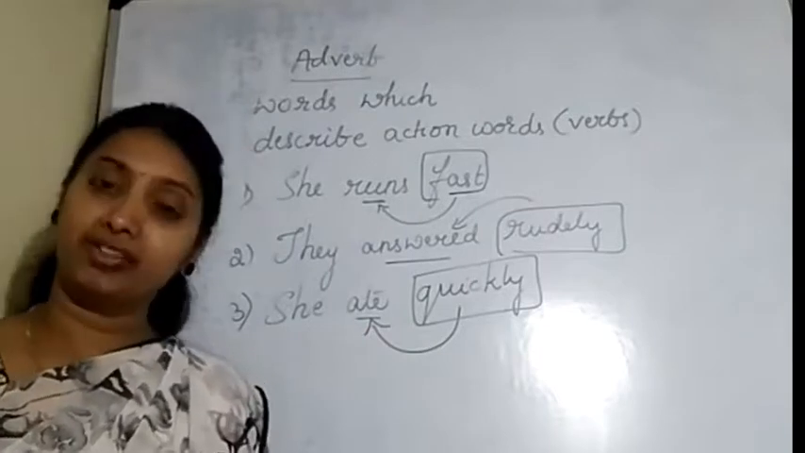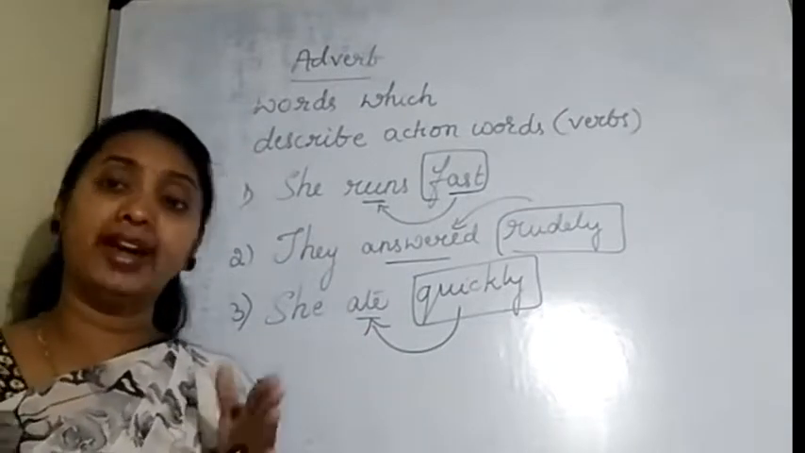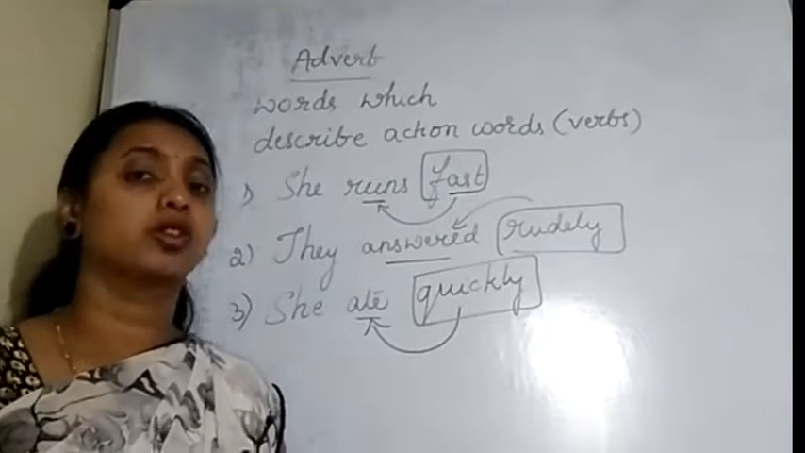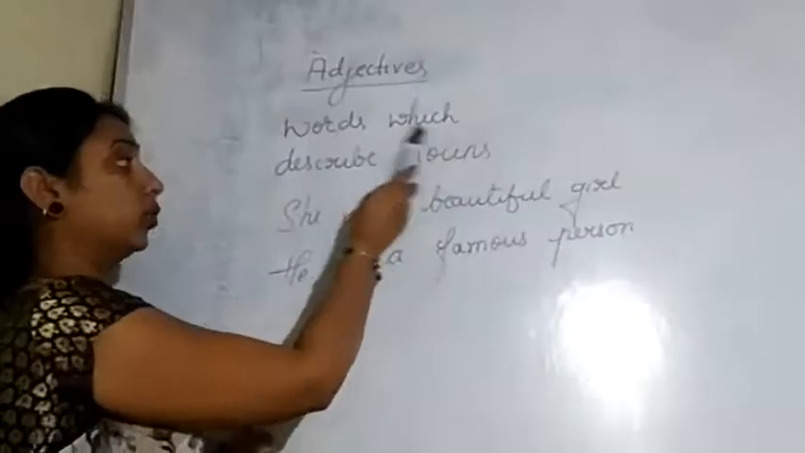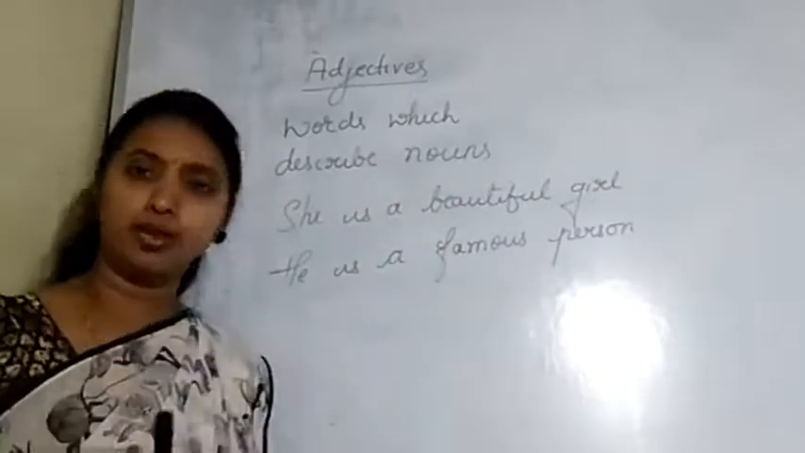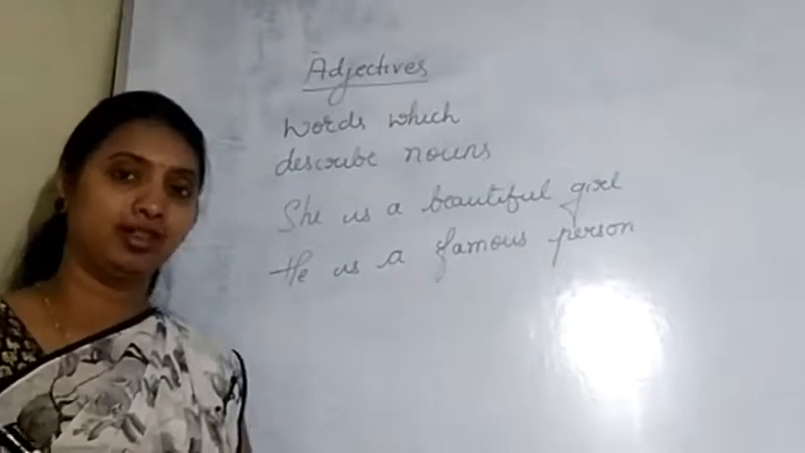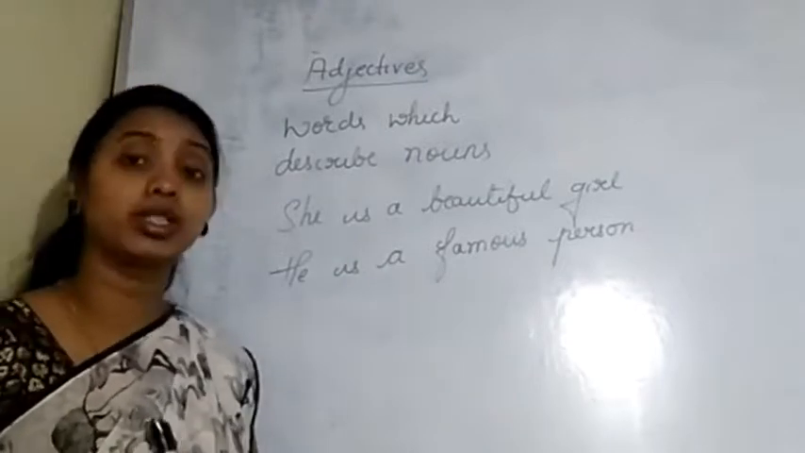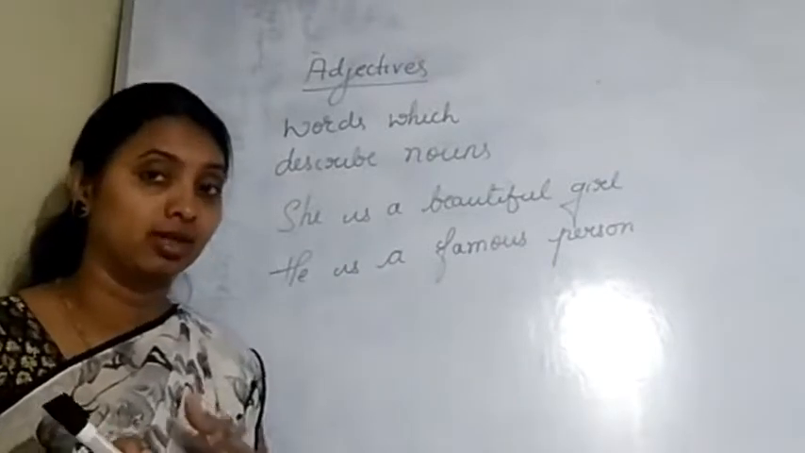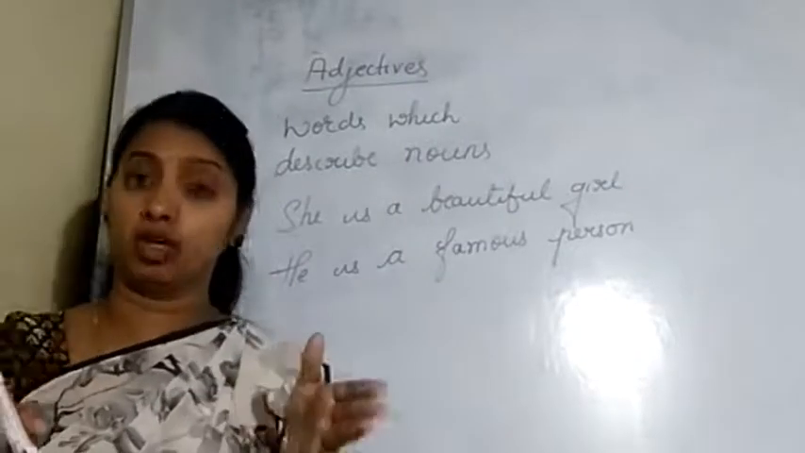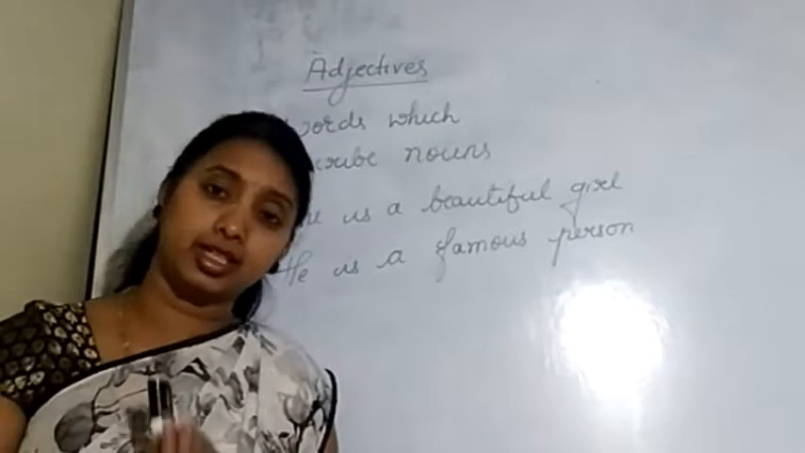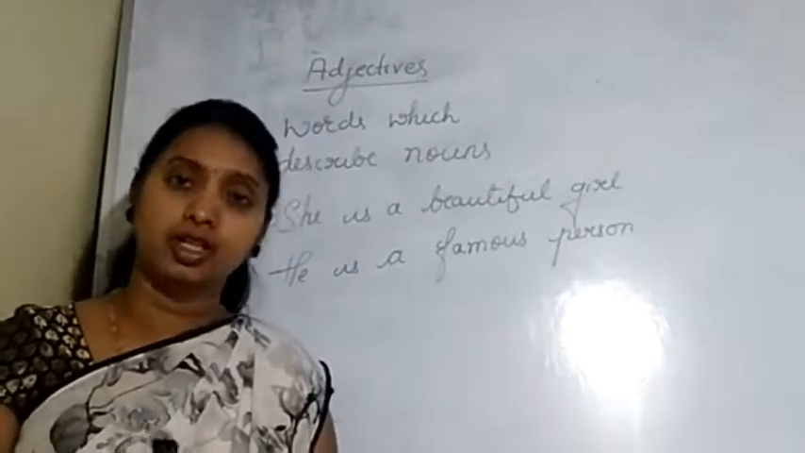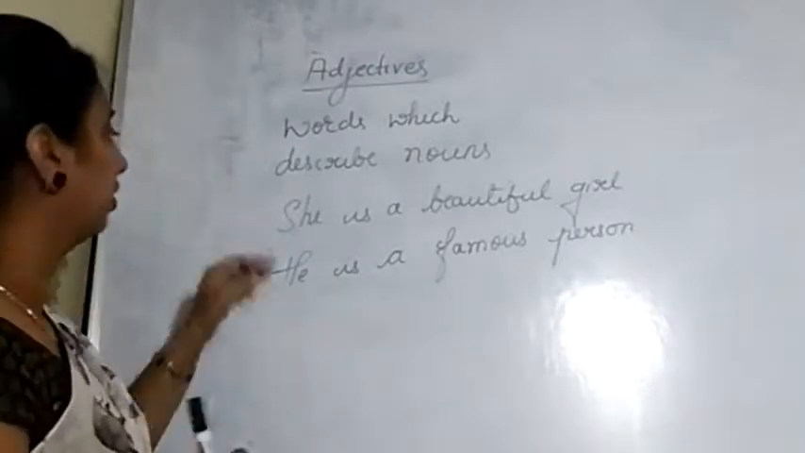Some people get confused between adverbs and adjectives. Do you know what adjectives are? Let's see some examples. Adjectives are the words which describe nouns. Adverbs are the words which describe verbs. Understand the difference between a verb and a noun. Adverbs describe the verbs. Adjectives describe the nouns.